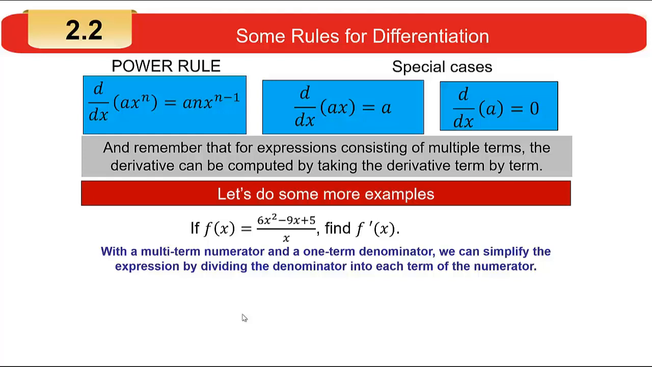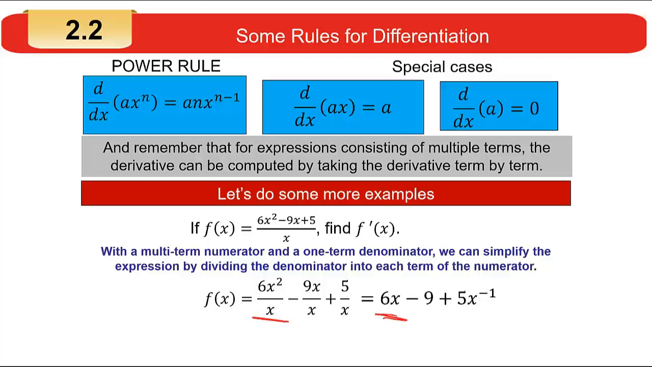So whenever you see anything like that with a multi-term numerator and only one term in the denominator, the trick is just to break it back up into individual fractions, three in this case because there are three terms. You can take the x and divide it into the 6x squared, into the 9x, and into the 5. Then simplify it. x goes into x squared and leaves x, so you've got 6x in the first term. When the x's cancel out in the second term, you just get minus 9, and then you want to rewrite 5 over x as 5x to the minus 1.